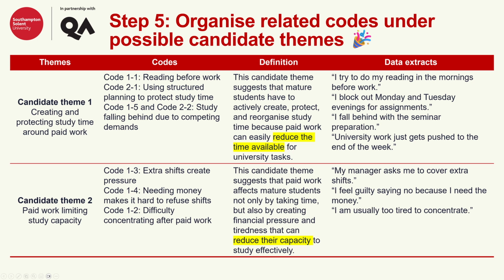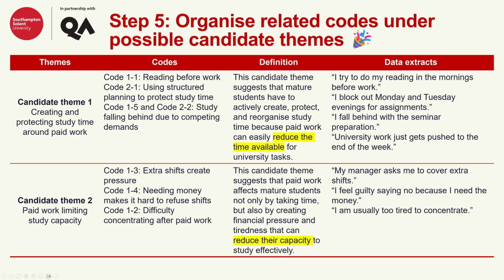We will need to review them against all the code extracts and then against the full dataset. We will ask whether the data within each theme form a coherent pattern, whether the two themes are sufficiently distinct, whether each theme has enough evidence, and whether together they provide a meaningful answer to the research question.